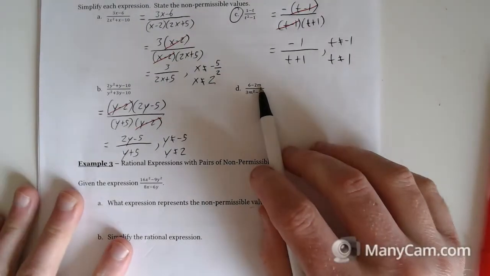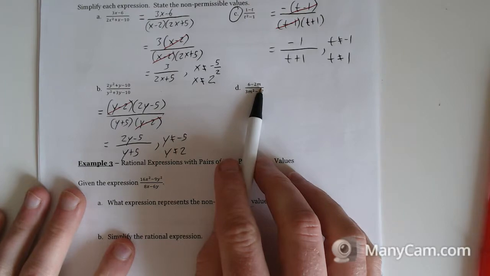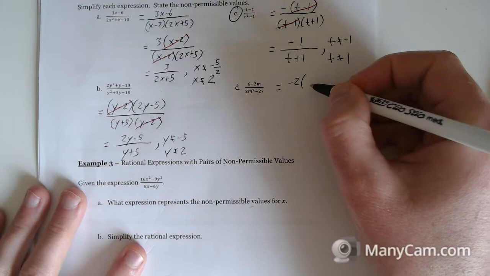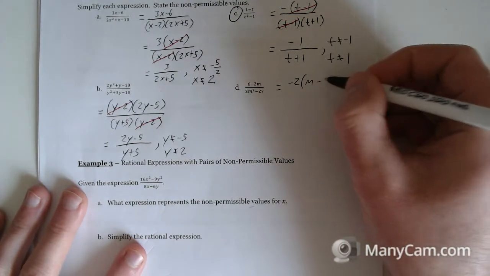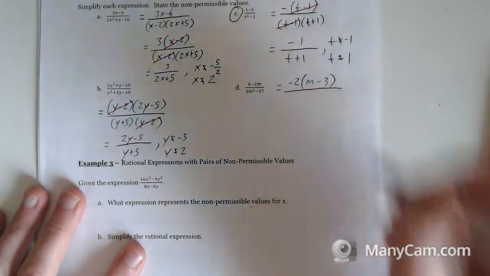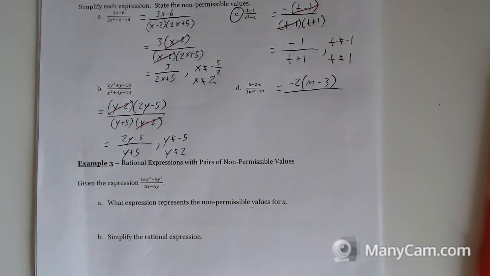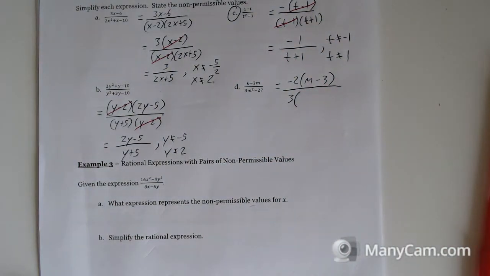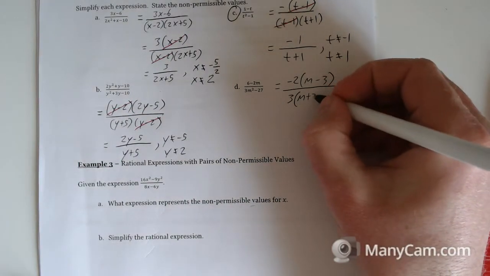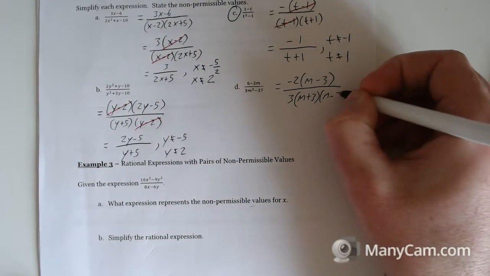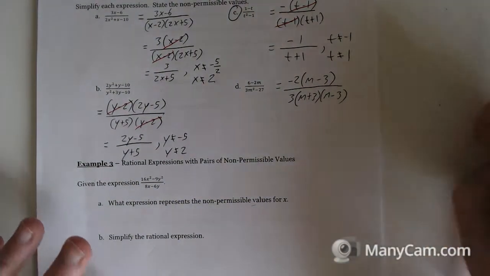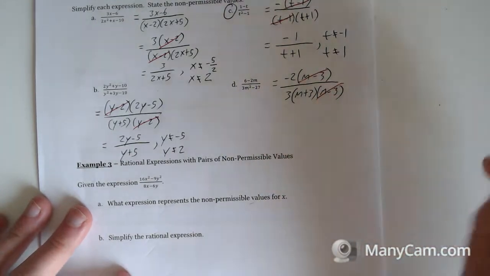This bottom one, we're going to do the exact same thing. We're going to flip the top and common factor 2, so -2 comes out and it becomes m minus 3. On the bottom, we can common factor 3, and then we have a difference of squares, m squared minus 9, which is m plus 3, m minus 3. Good. If you do all that, then you find the things to cancel.